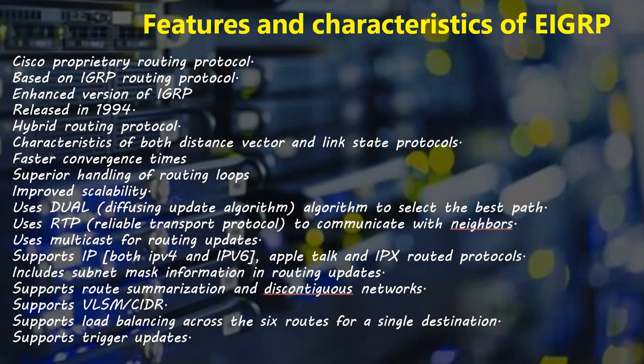EIGRP is a Cisco proprietary routing protocol developed by Cisco itself, and it is completely based on the IGRP routing protocol, or we can say it is an extension of IGRP, an enhanced version of IGRP. EIGRP was released in the year 1994. It is a hybrid routing protocol. That means it has the characteristics of both distance vector routing protocols and link state routing protocols.